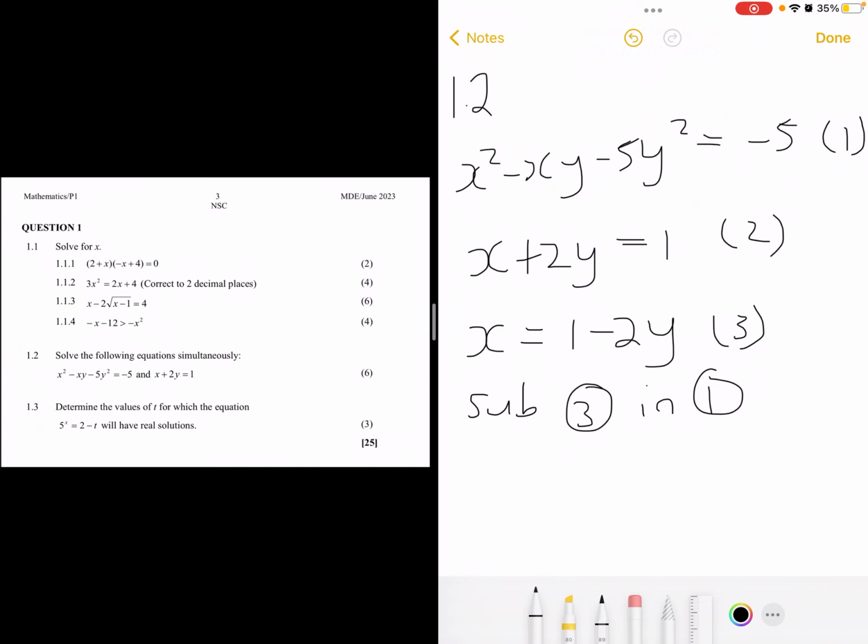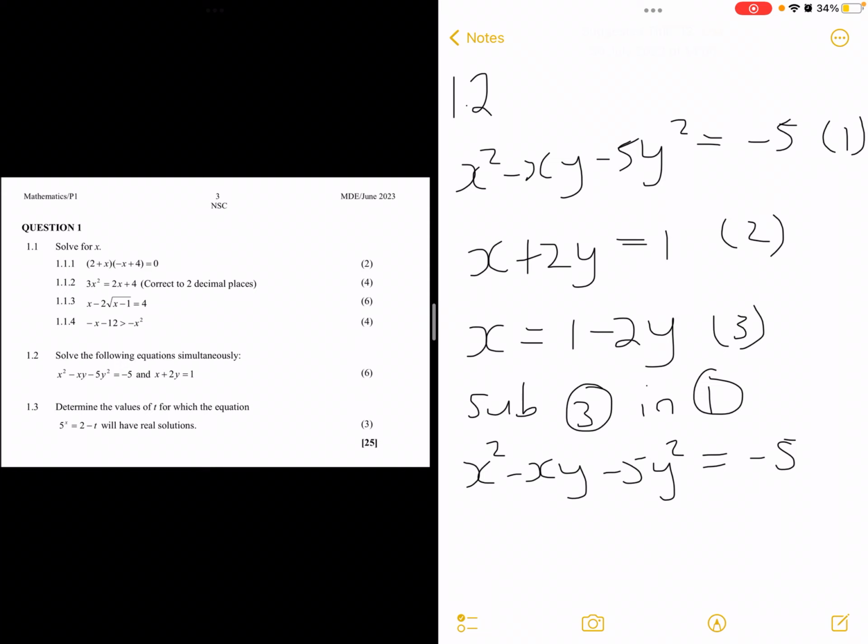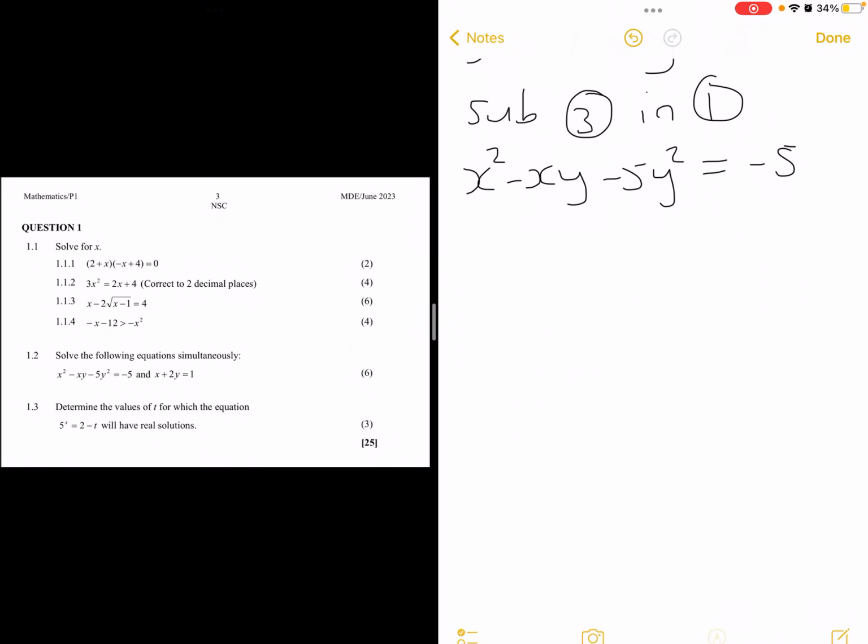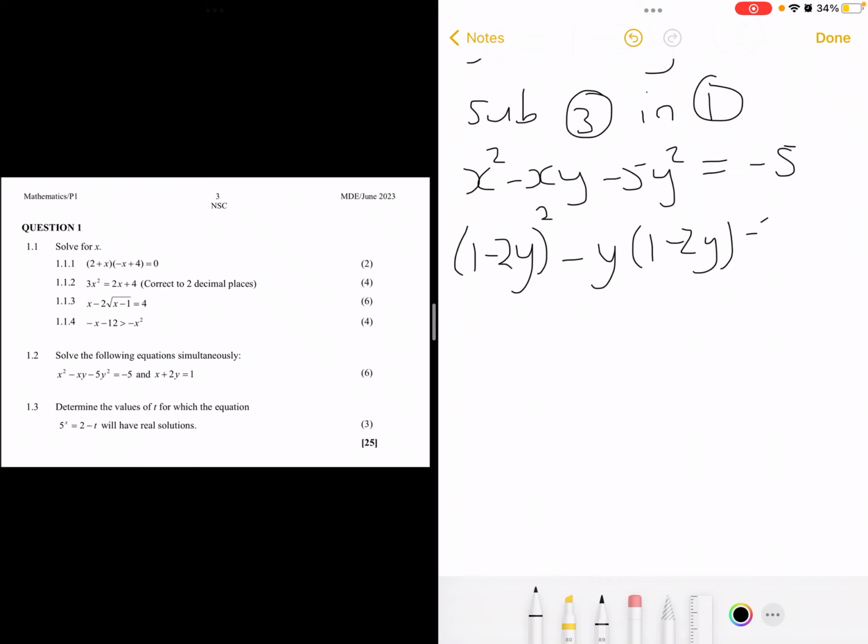Then I like to first rewrite the whole equation. x squared minus xy minus 5y squared is equals to negative 5, and since we said x is equals to 1 minus 2y, then we have to substitute that: 1 minus 2y squared, minus y into 1 minus 2y, minus 5y squared equals to negative 5. Now substitution gives you a mark, and then creating the third equation gives you another mark.